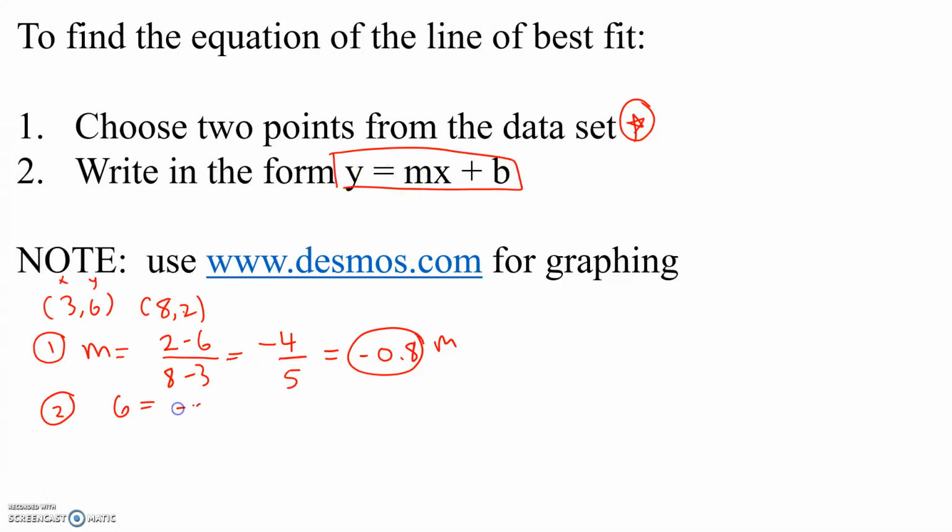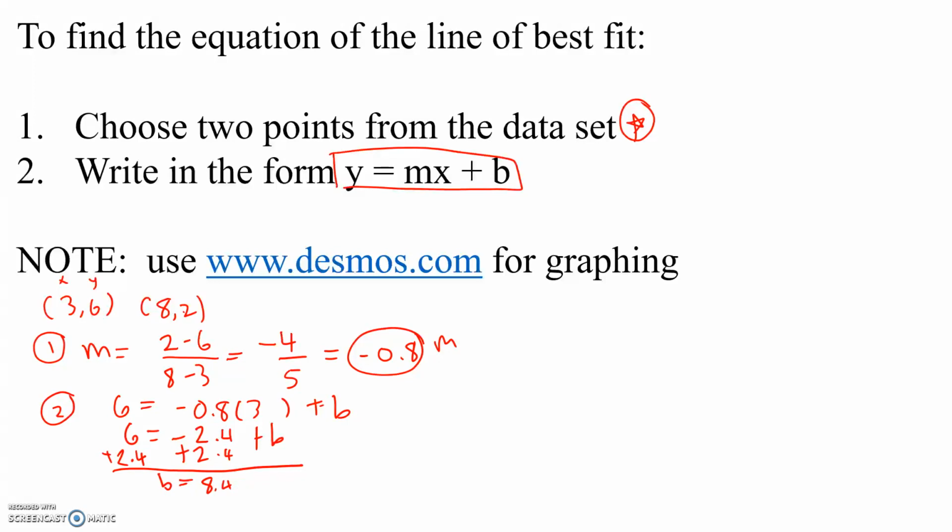For my m value, I'm going to pick negative 0.8. And for my x value, I'm going to pick 3, since (3, 6) is an ordered pair. So I have y = 6 equals m, which is negative 0.8, and my x, which is going to be 3, plus b. So this gives me 6 = negative 0.8 times 3, which should be negative 2.4, and then plus b. Then we would add 2.4 to each side, and we're going to get b is equal to 8.4.